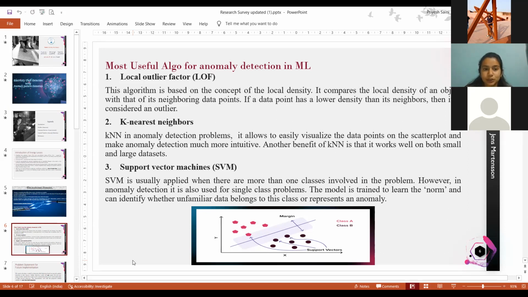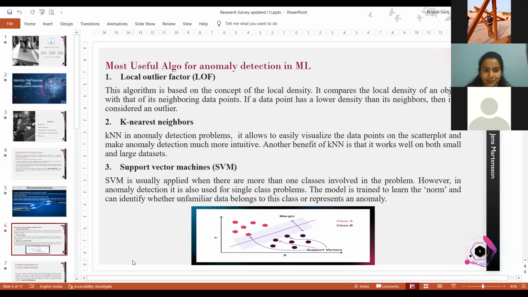If the density is lower than the neighboring data points, then it is considered an outlier. It is an unsupervised anomaly detection technique. In k-nearest neighbor, the data points are visualized on the basis of a scatter plot, and the distance is measured.